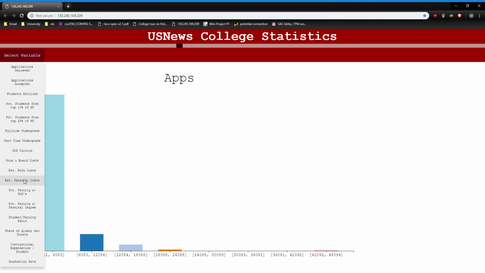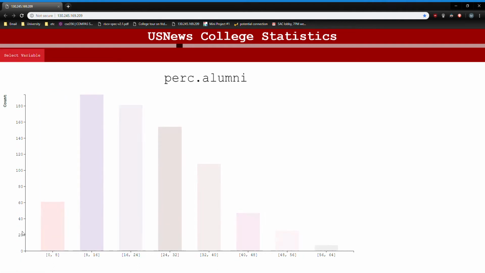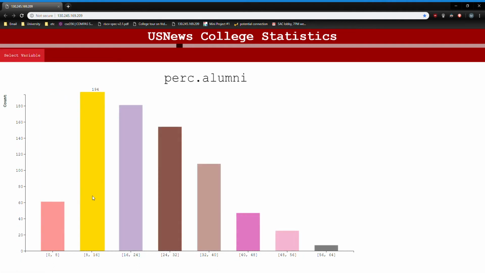Anyways, you can switch variables being seen. I just switched over to the percent of alumni who donate to a school. As you can see, most schools have somewhere in the range of 10 or so to 40 or so percent of their alumni donate, with a few very close-knit schools having more, and a few very disconnected schools having less.